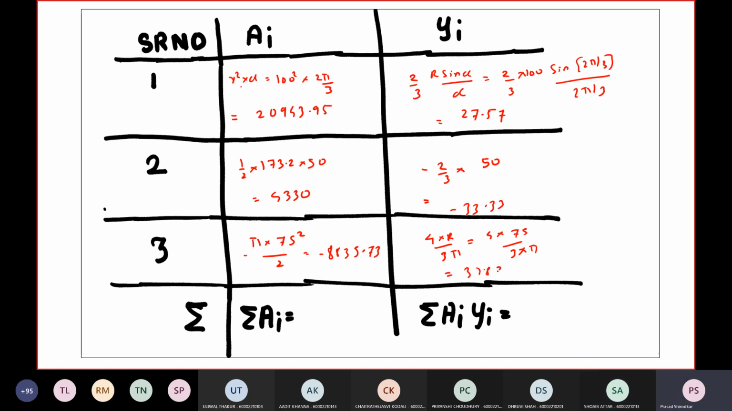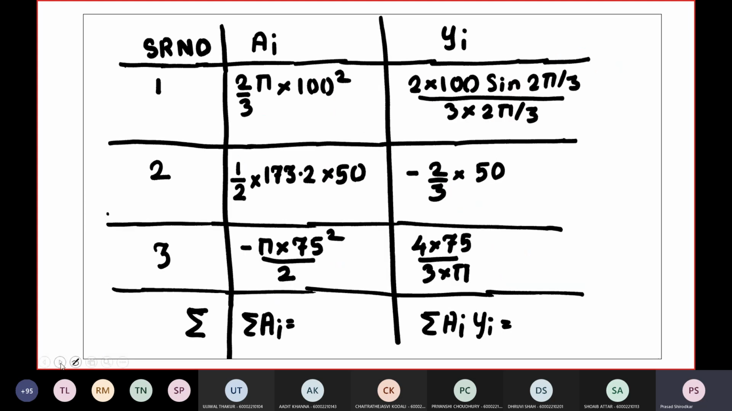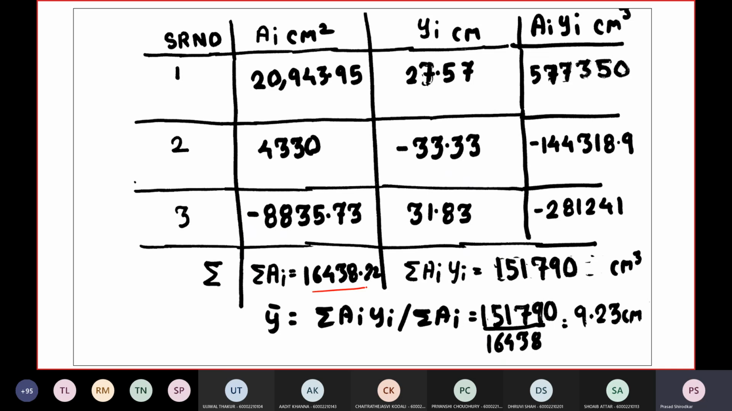Okay, and I will just give the summation A_i values. You can verify that later. So summation A_i is 164.16438.22 and summation A_i y_i is 151,790. You can do the calculations later and verify that, because I just want to complete this last example and it is going to take a little more time. For the purpose of speed, I am just giving the values. And y bar comes out to be 9.23 and x bar of course is 0. Alright. So just note down this value and let's go to the next example.